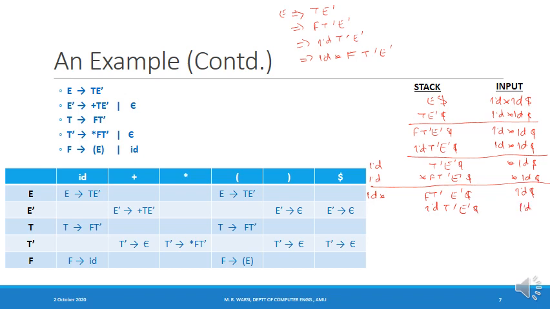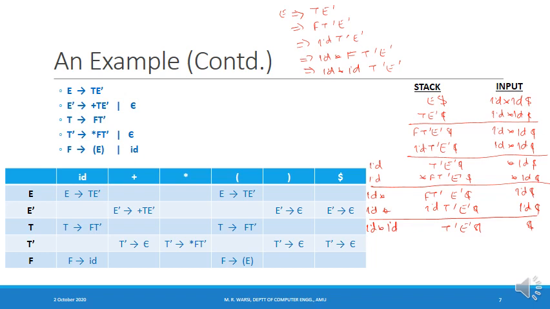The buffer is holding id dollar. This part has already been matched, and in the derivation, if I look at this sentential form, this is the leftmost variable, so this now has been expanded to identifier, so I obtain the sentential form id star id T dash E dash. The topmost stack alphabet is a terminal symbol matching with the next input symbol, so it will be eliminated from both the places, and this part has been matched, and now the stack is holding T dash E dash dollar, and buffer is holding dollar.